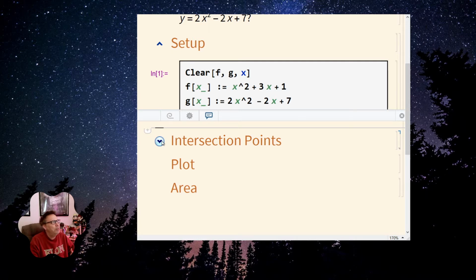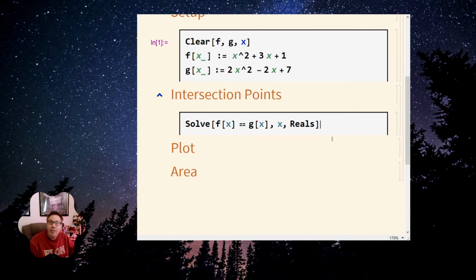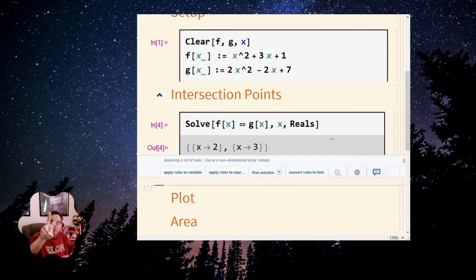How do we figure out intersection points? The Solve command. So I'm going to try the Solve command here. And let me evaluate this. And I wind up getting two values, so this looks promising. x equals 2 and x equals 3.